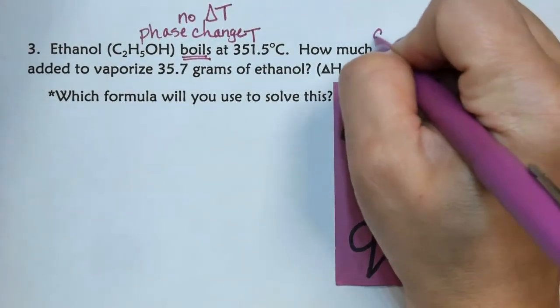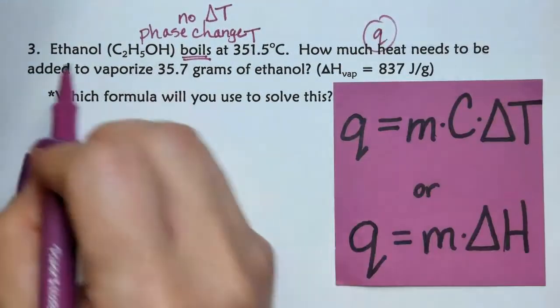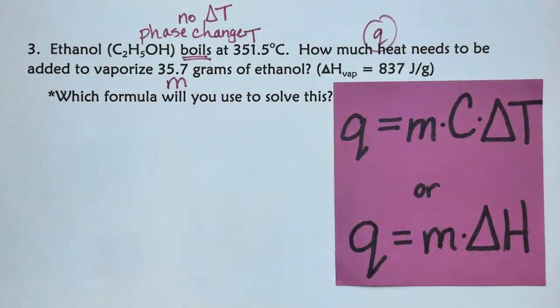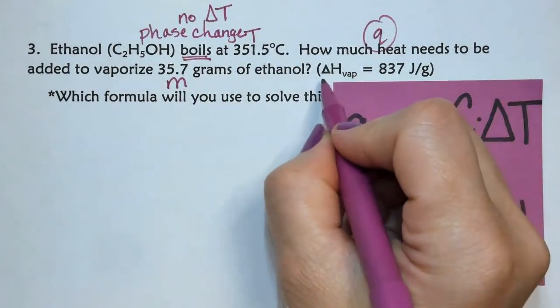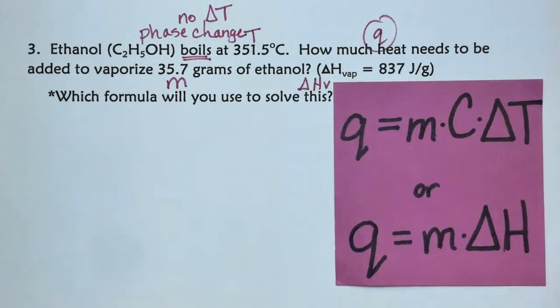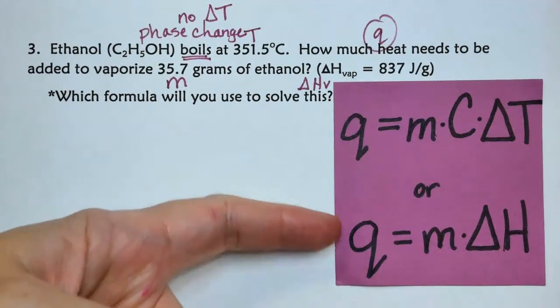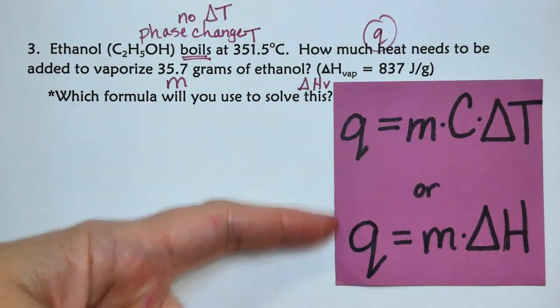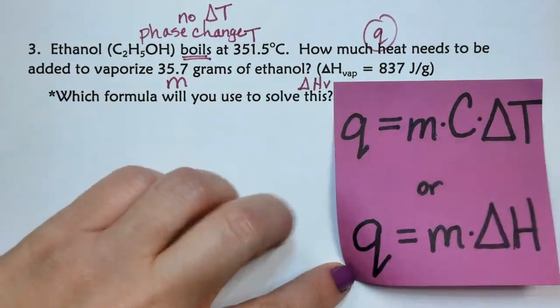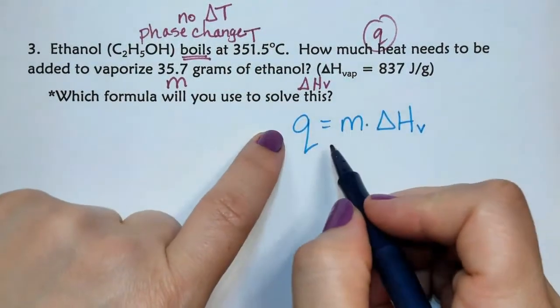How much heat, so what is Q, needs to be added to vaporize this mass, 35.7 grams of ethanol? And you'll see that we were provided with a delta H of vaporization here in the parentheses. So we're going to use this equation down here. This is the one you use for phase changes, not this one because we don't have a change in temperature occurring. So now we can plug in our values.